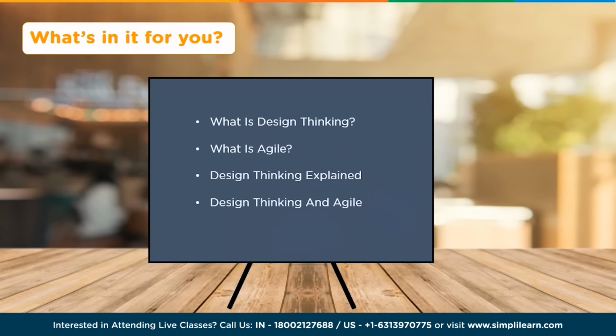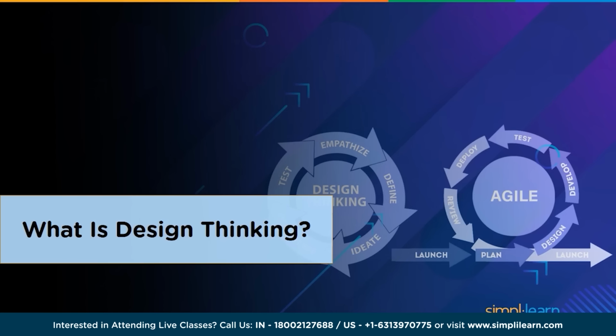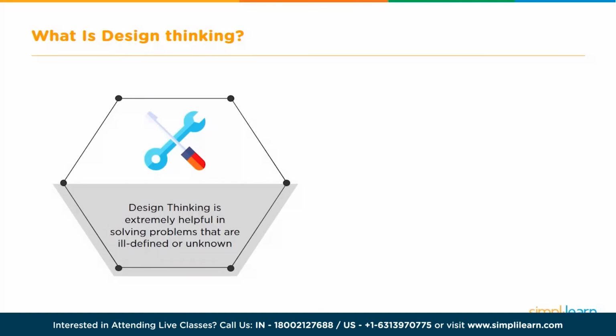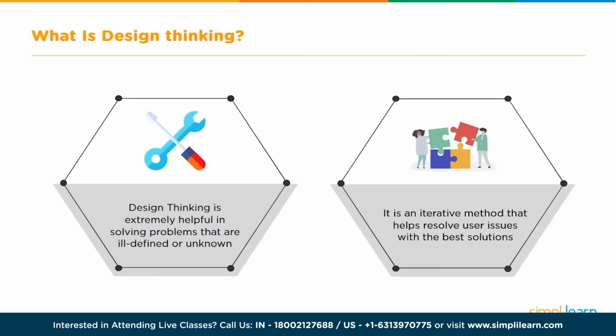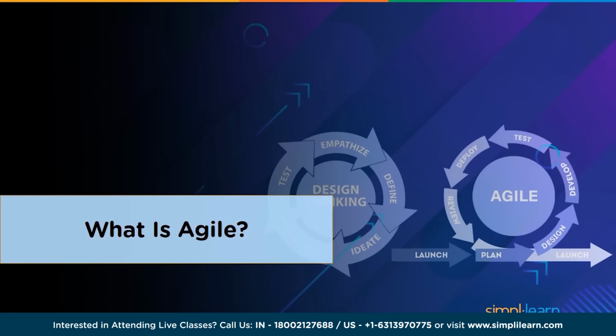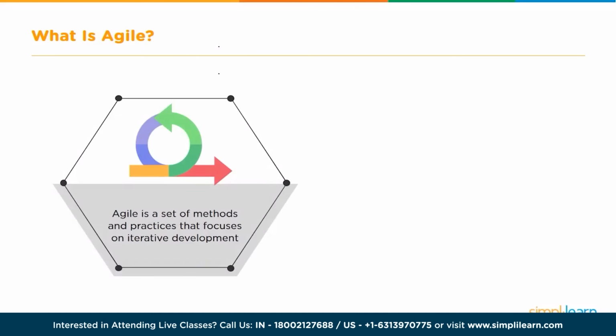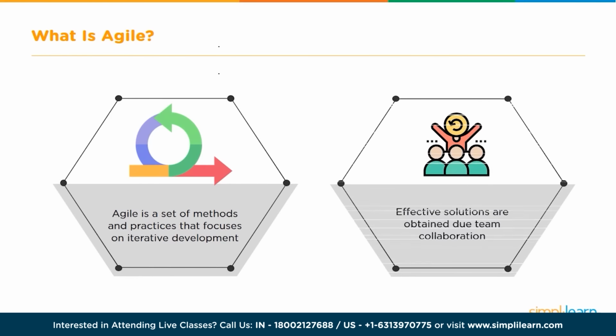Today we will be looking at what is design thinking, what is agile, design thinking explained, design thinking and agile. So the first topic. What is design thinking? Design thinking is extremely helpful in solving problems that are ill-defined or unknown. It is an iterative method that helps resolve user issues or redefines problems with the best solutions. Next, let us understand what is Agile. Agile is a set of methods and practices that focuses on iterative development. Also, requirements and solutions are obtained due to self-organizing cross-functional teams collaborating.